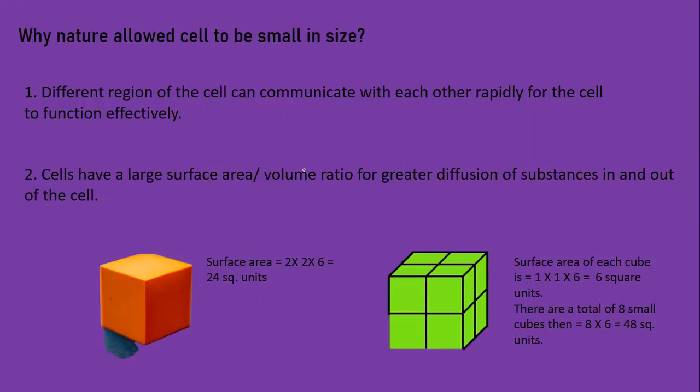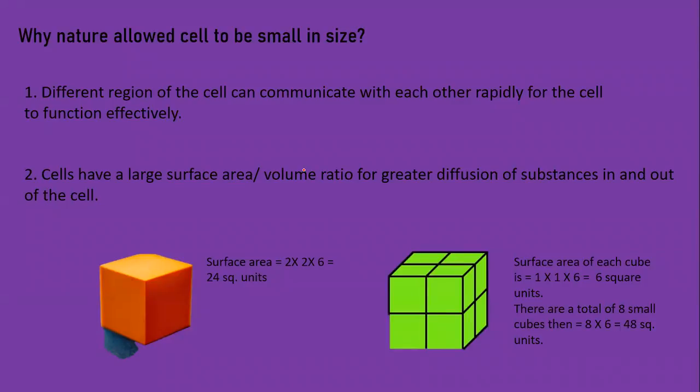Suppose I divide this entire orange cube into 8 small cubes. You can see that with the help of the green color. Once it is divided into 8 smaller cubes, the orange cube is getting divided into 8 equal cubes. In that case, its length, its dimensions, are getting halved.